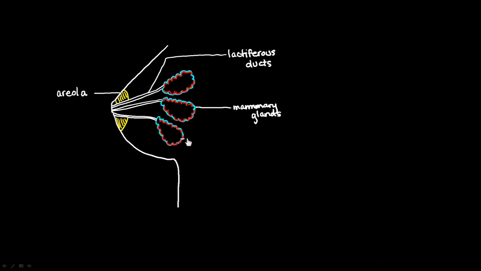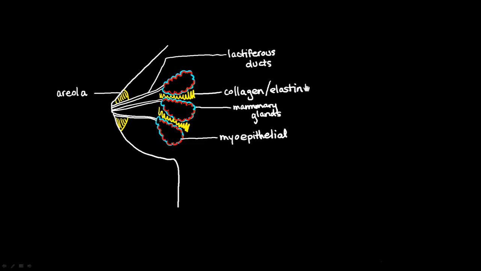So these cells, these red ones, these myoepithelial cells, are cells that both line the mammary glands and have the ability to contract to eject the milk out through the lactiferous ducts. Now, all of these structures are supported by quite a bit of connective tissue, and in the breast, the main ones are collagen and elastin.